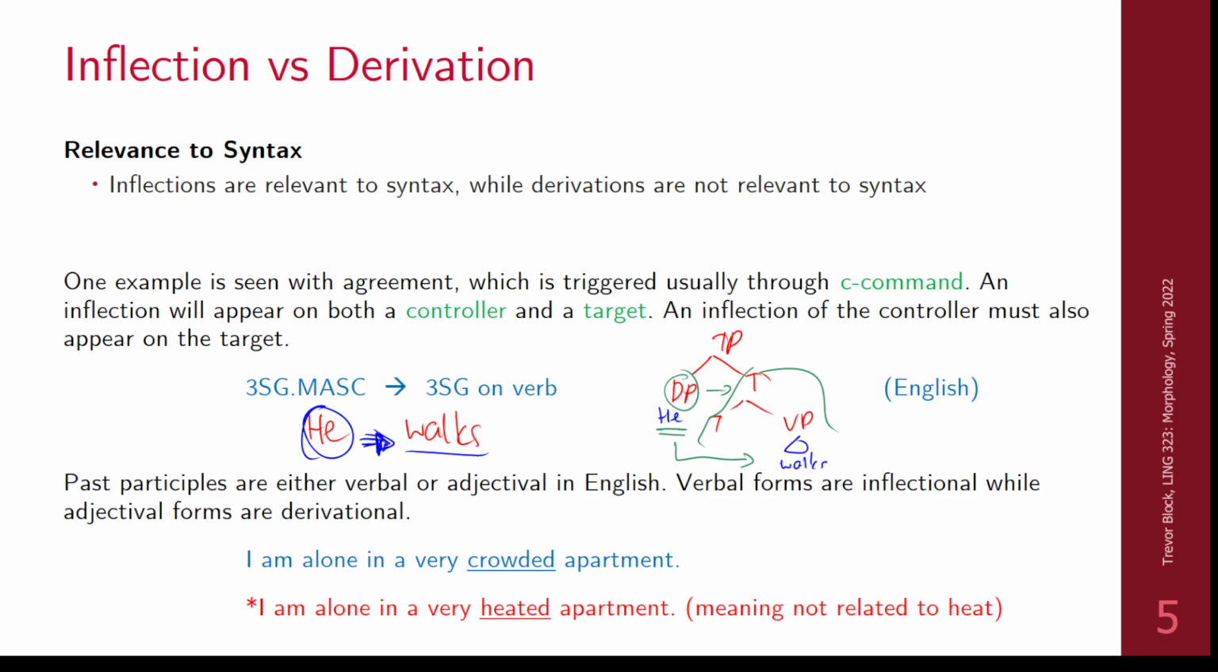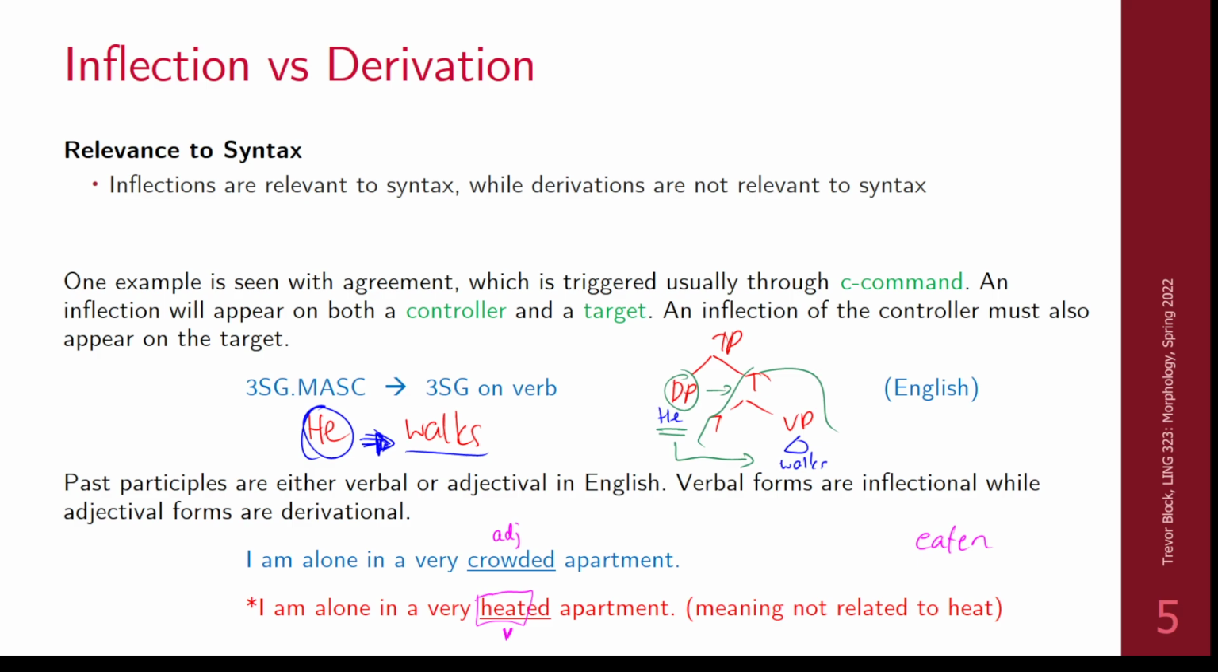You can use this to determine verbal or adjectival forms in English too. So for example, the past participle form eaten, you can use it in two positions. You can say the eaten apple to describe it, or you can say he had eaten the apple, where it's a verb. So I am alone in a very crowded apartment. You can clearly see that this is used as an adjective, but if I say I am alone in a very heated apartment, this is ungrammatical for some people in the sense that this isn't about heat itself. It's about the metaphorical meaning, about a very heated apartment, something where there's a lot of tension. So that could be a verb in this case.